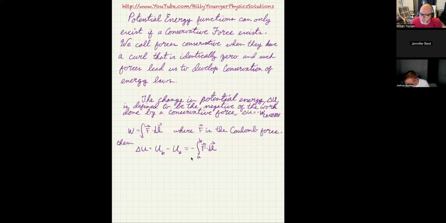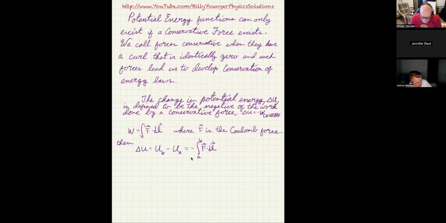Since the Coulomb force looks exactly like Newton's law of gravity, you remember Newton's law of gravity is F equals G m1 m2 over r squared, and Coulomb's law is F equals K q1 q2 over r squared. So they're identical, right? Because of that, we don't even have to do the testing. We can just say automatically the Coulomb force is a conservative force.